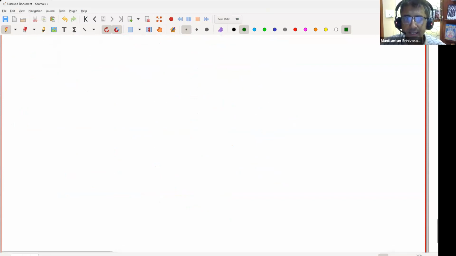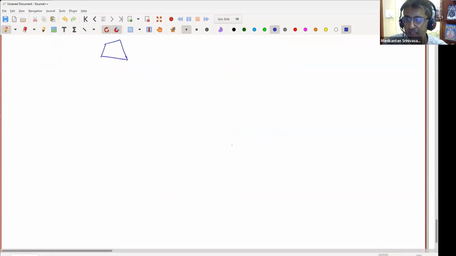Okay, so quadrilaterals, let's first understand the sequence of quadrilaterals, right? So let's say I have a random quadrilateral like this. Now the first special quadrilateral is a trapezium. A trapezium is where sides are parallel, right? Or we have one pair of opposite sides which are parallel. It doesn't talk about the second pair. The second pair may be parallel, may not be parallel.